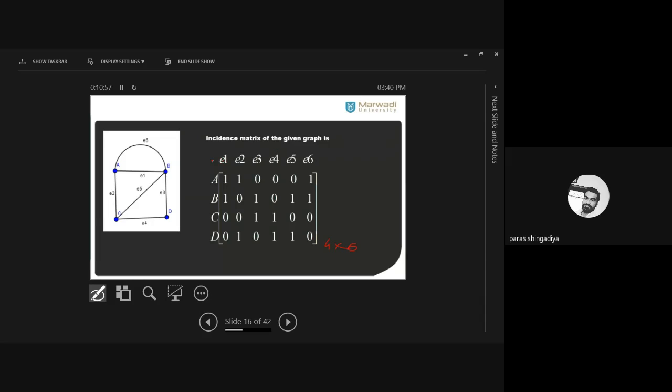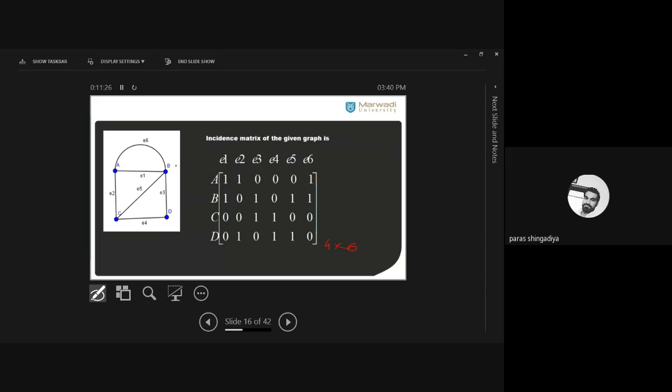Derive the entries: A with all 6 edges. First we'll place A, B, C, D as rows, and E1, E2, E3, E4 up to E6 as columns. 6 columns, 4 rows. And then we'll check the relation of A with all the edges, not all the vertices. In the adjacency matrix we check the relation of every vertex with all the others. But here we check the relation of every vertex with all the edges. That is the difference.